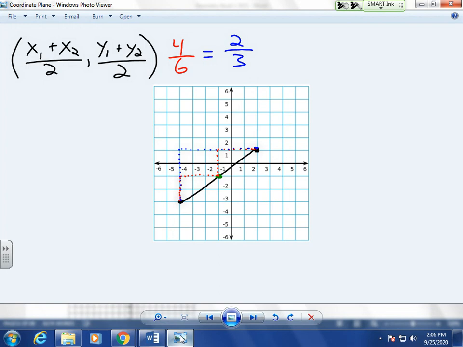Okay, and let's apply it to the midpoint and the endpoints that we have here. The endpoints of this segment, we've got -4, -3, and the other endpoint is 2, 1. I strongly recommend, since you're learning this for the first time, going ahead and labeling x1, y1, x2, y2, just so you have those values. Yes?